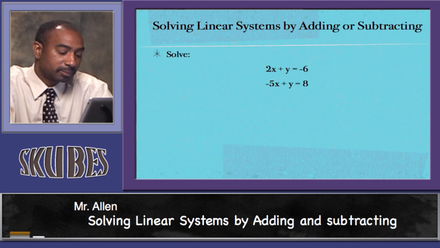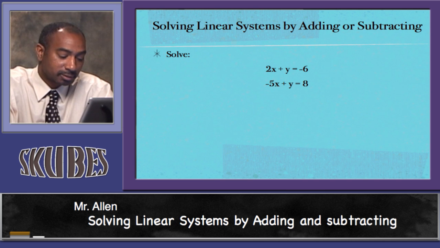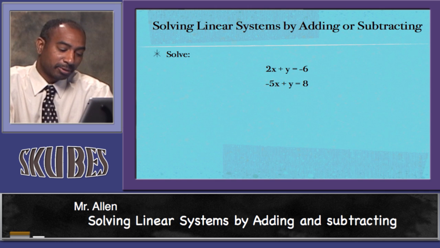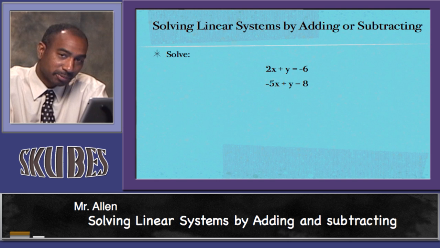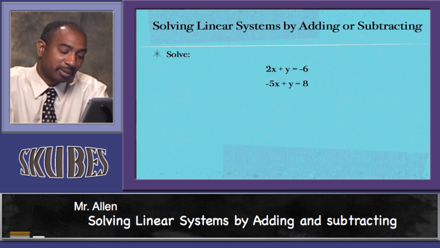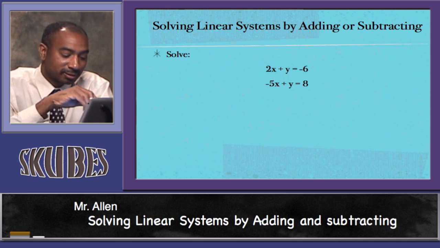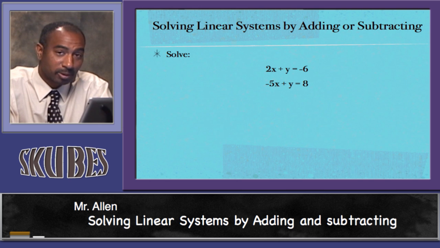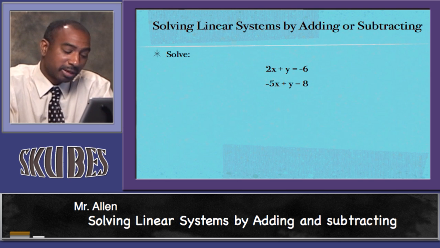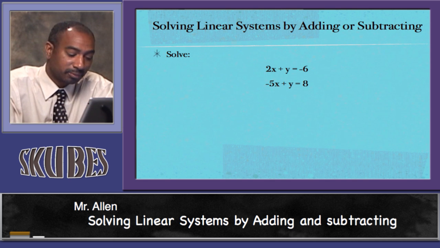Okay, solve the system 2x plus y equals negative 6 and negative 5x plus y equals 8. Now, don't get too crazy and just add these together. If you add them together, you're going to get an equation with two variables, and what you want to do is eliminate one of these variables. If you add this as is, 2x plus negative 5x will give you negative 3x, and y plus y is 2y. So you have to adjust this a little bit.